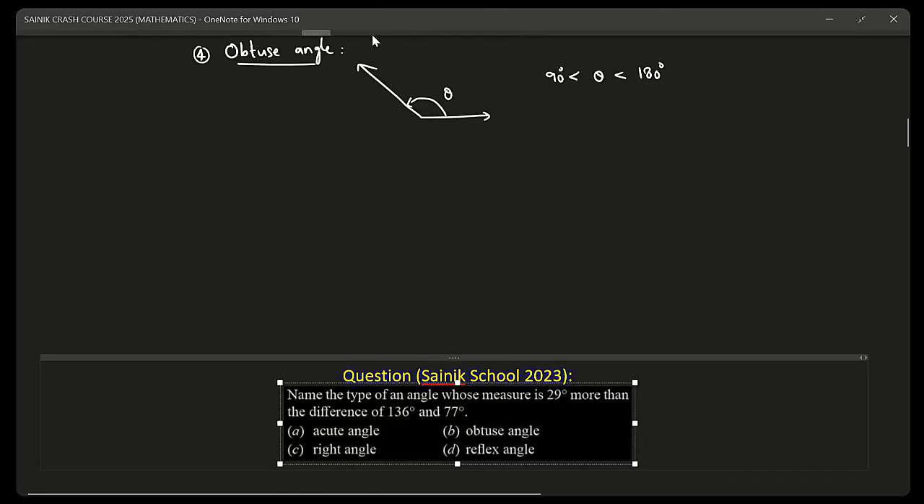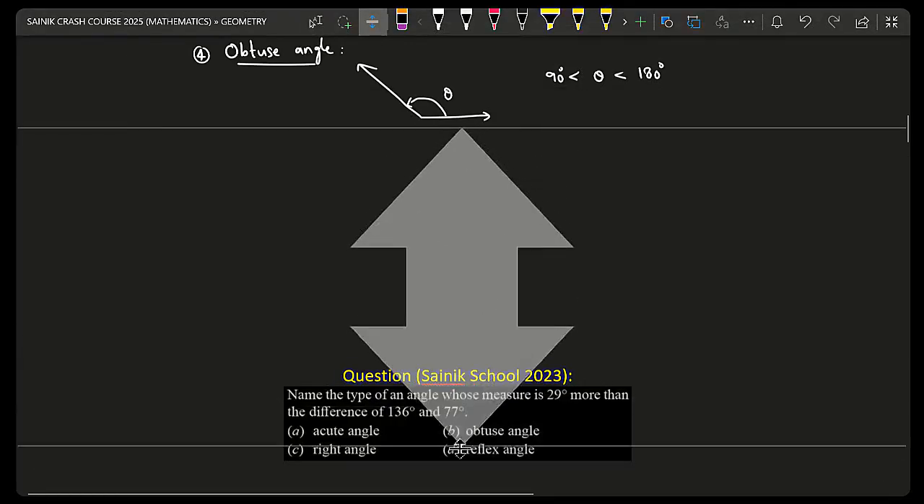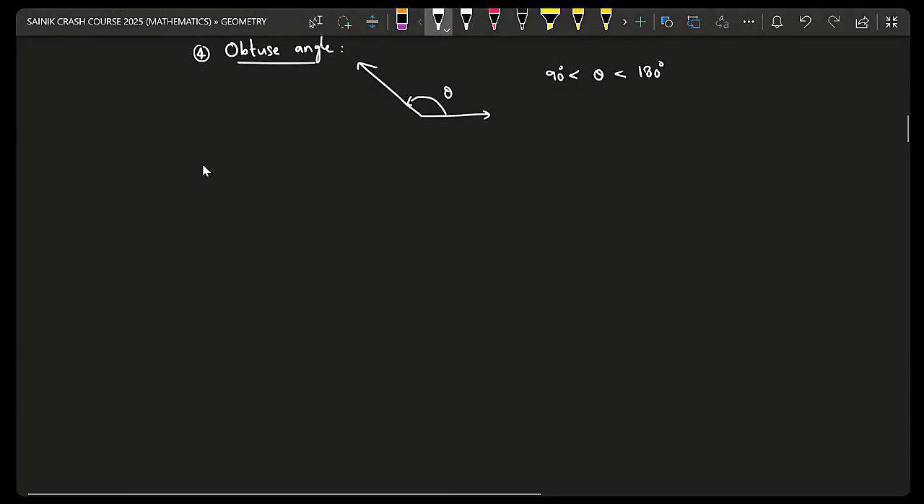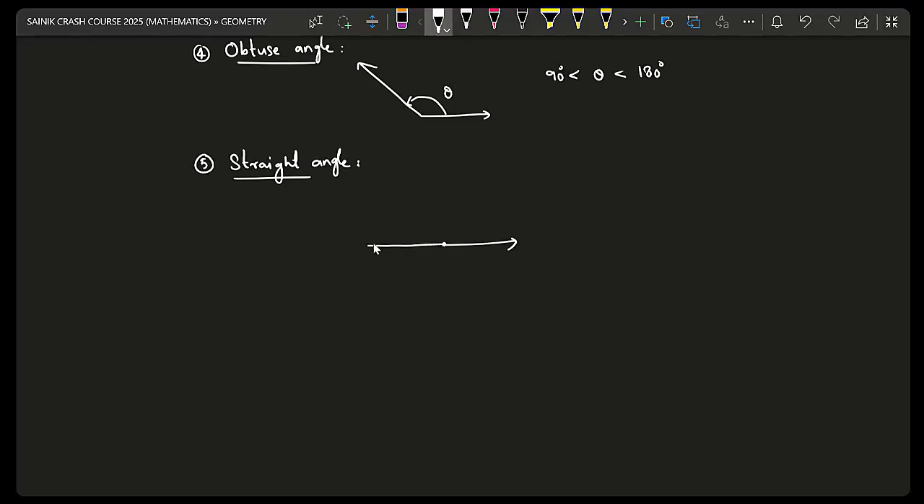And next, after the obtuse angle, we have the straight angle. In the name only it is there, it is straight. So what is a straight angle? This is the initial arm and this is the terminal arm. As you can see, they formed a straight line. So this amount of rotation theta, if it is exactly equal to 180 degrees, then we call it a straight angle.